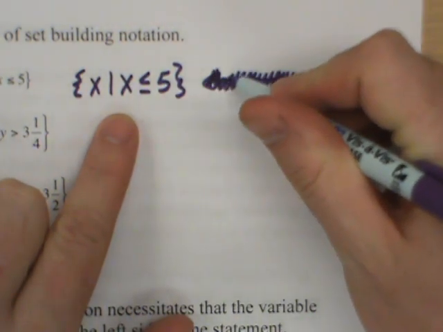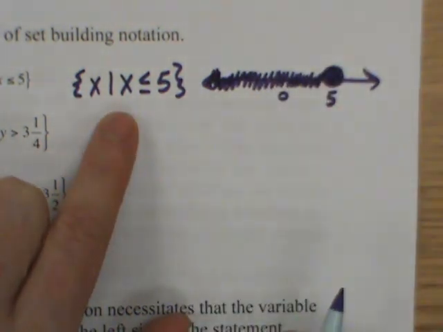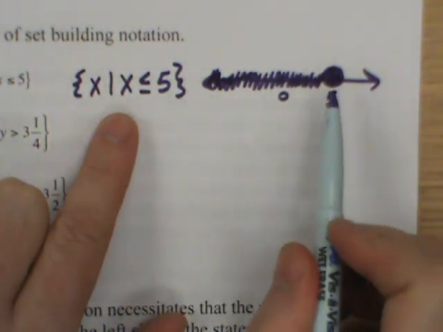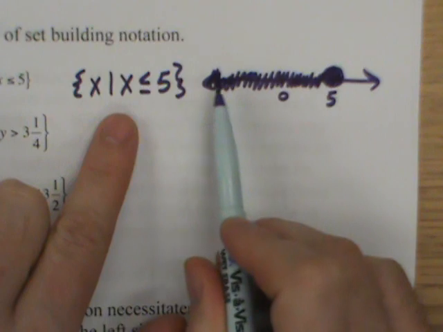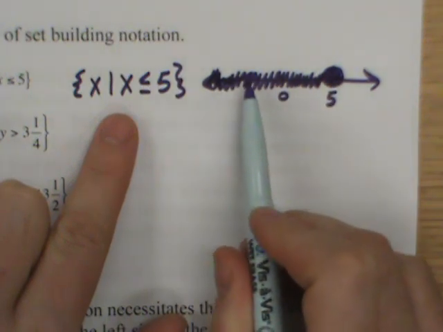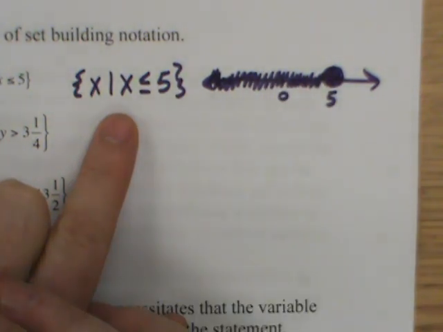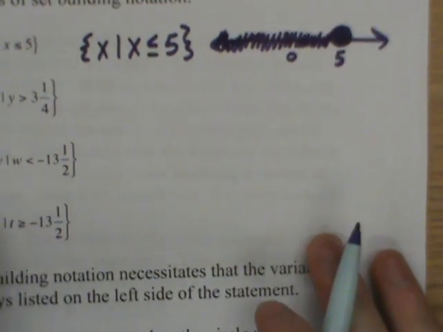And when you shade, make it crazy so we can see it. That's shading for me. This is easy to read. It tells me that you wanted every value including 5 and everything less than 5. There's a multitude of answers, an infinite number of values that are being represented there. We'll go to the next one.